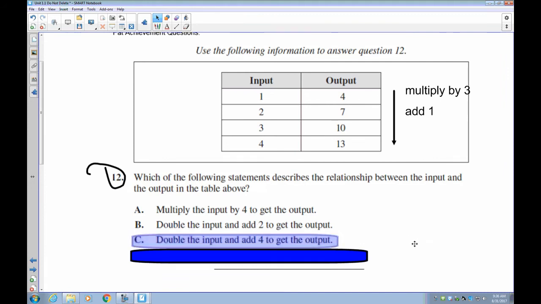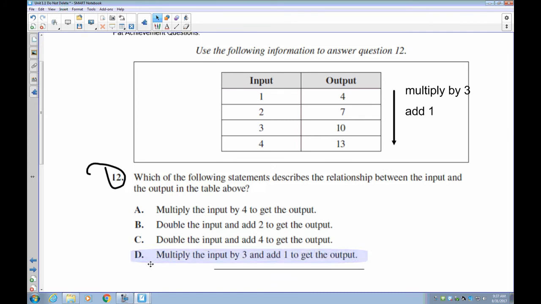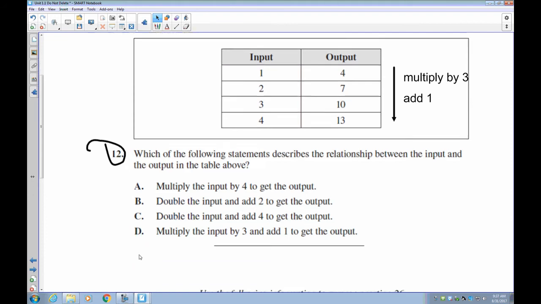Let's take a look at this one. Double the input and add 4. Well, 1 doubled is 2, plus 4 is 6, so that one's out. And down here, multiply the input by 3, and then add 1. And you can see that's what we came up with over here. So the correct answer here is D.